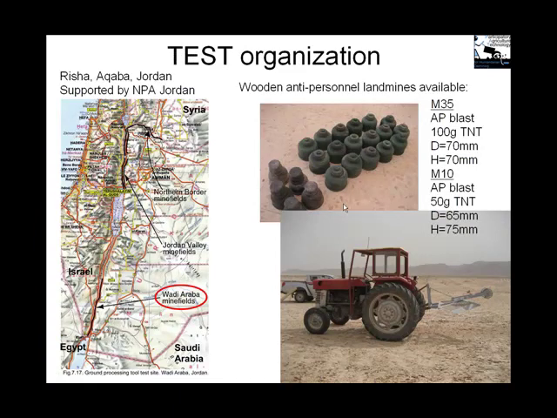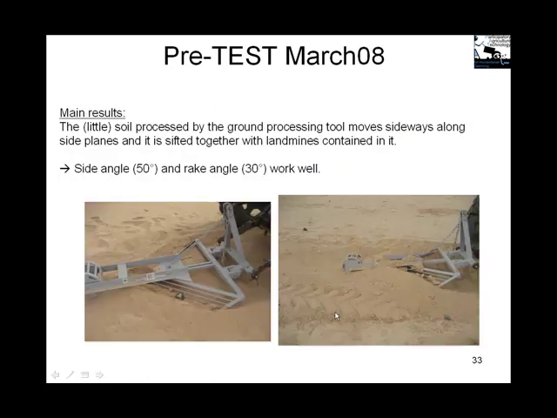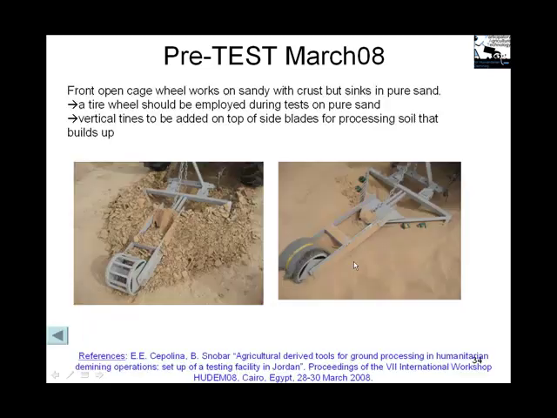Unfortunately, we couldn't use real landmines, but we had to use wooden landmines. And as the tractor unit was not available as it was in Italy, we used a normal tractor driven backwards. So the main result is that the angles chosen are okay, the soil translocation occurs well, but we could add a tire when the tool has to work in very soft soil, and also vertical tines on top of blades to avoid the processed soil going back into the layer.